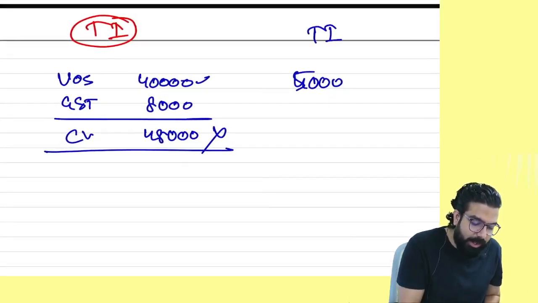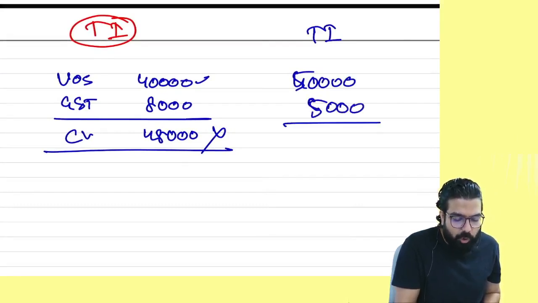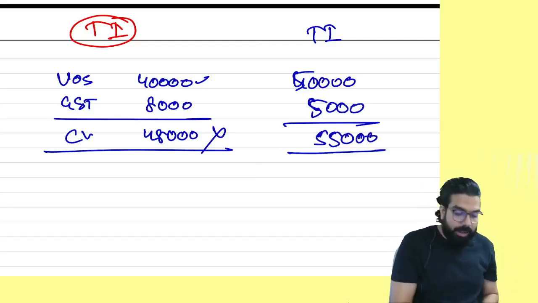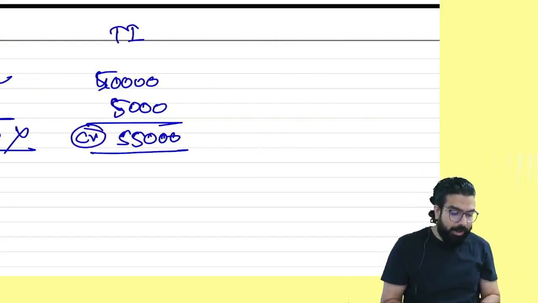I went ahead and generated one tax invoice. The value is 50,000 rupees. GST is 5,000 rupees. Total value is 55,000. What is the consignment value? Consignment value is 55,000. Is the e-way bill required? Required.